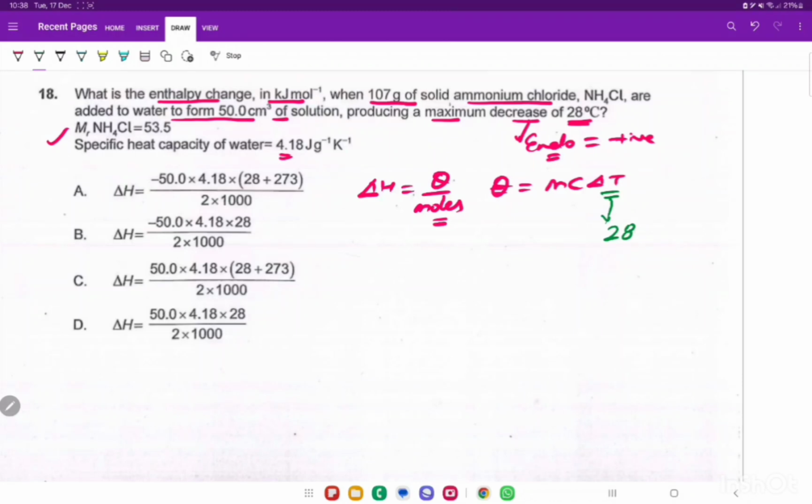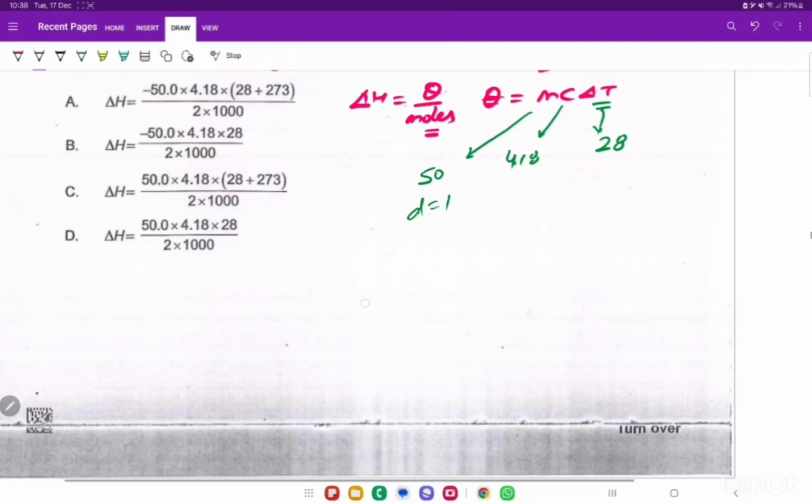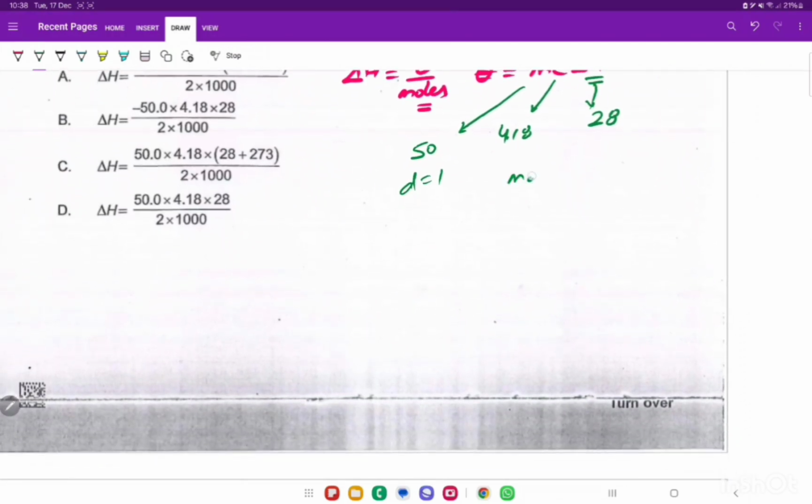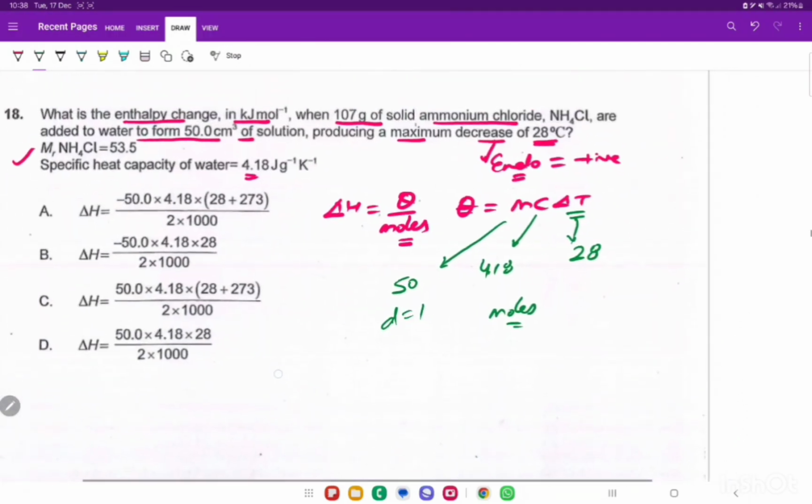When we are finding the difference, we need not add 273. So it will be 28, delta T. C is 4.18, and the mass of solution is 50 grams because we are taking the density as 1. Thus delta H, and the moles is the mass of NH4Cl given.